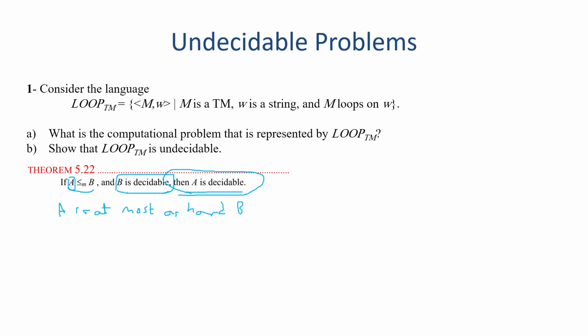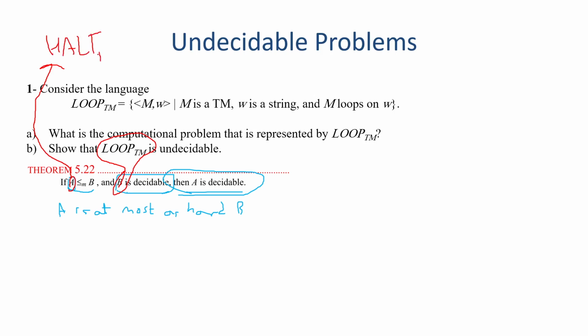Okay, but how can we use this in terms of contradiction? Well, B, we're going to make it B loop TM. We're going to assume that B is loop TM and we're going to say that loop TM is decidable. Then we're going to use some other machine A that we know is undecidable. Something like halt TM.